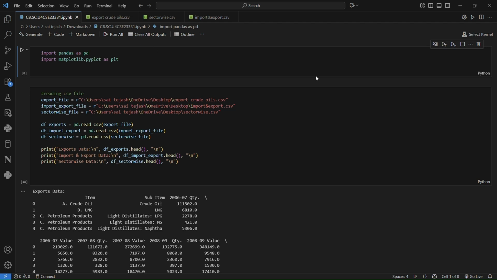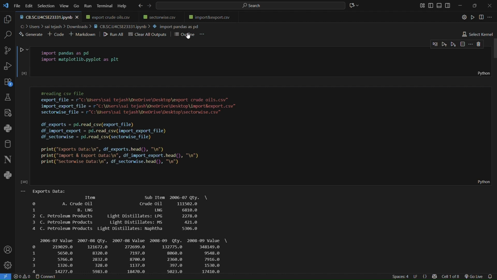Respected sir, I am Tejash from CSCD and today I will be presenting my case study on India's oil trade and consumption patterns. In this case study, I will walk you through how I analyzed India's oil imports, exports, dependency on imports, and sector-wise consumption using Python and data visualization techniques.